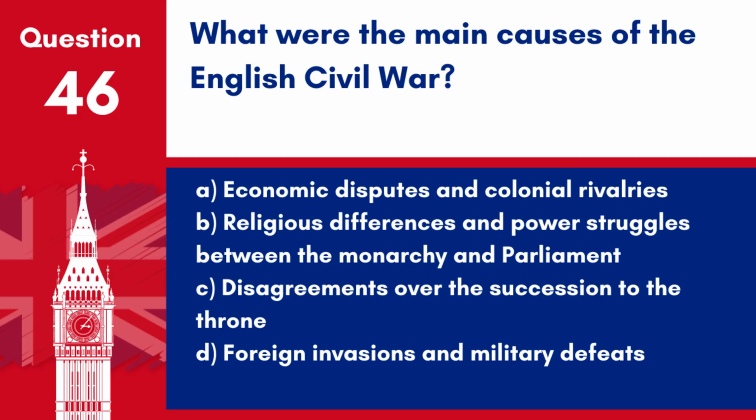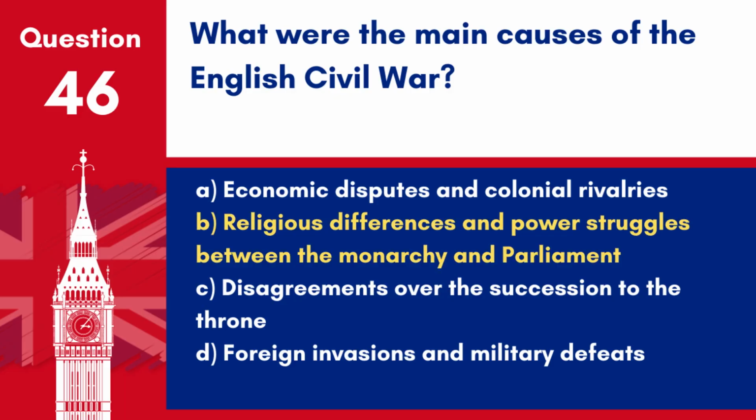Question 46. What were the main causes of the English Civil War? A. Economic disputes and colonial rivalries. B. Religious differences and power struggles between the monarchy and Parliament. C. Disagreements over the succession to the throne. D. Foreign invasions and military defeats.